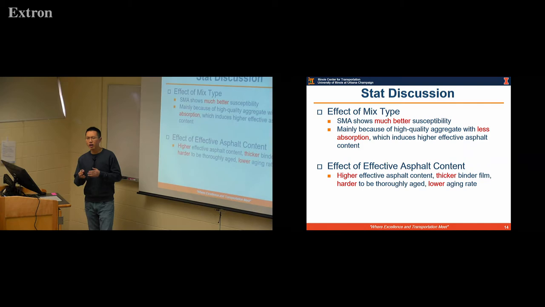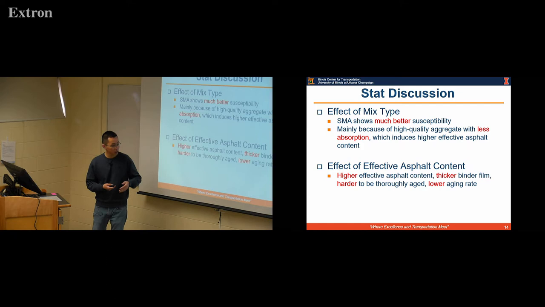Here we talk about effective asphalt content, not the asphalt content. So there are different terms. The effective asphalt content also considers the absorption of your aggregate. Higher effective asphalt content means a thicker binder film, which means it's harder to be thoroughly aged, so you're going to expect a lower aging rate.